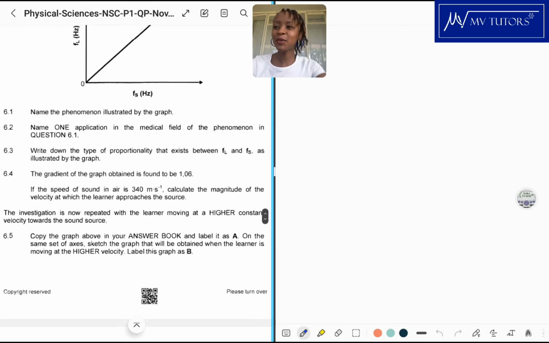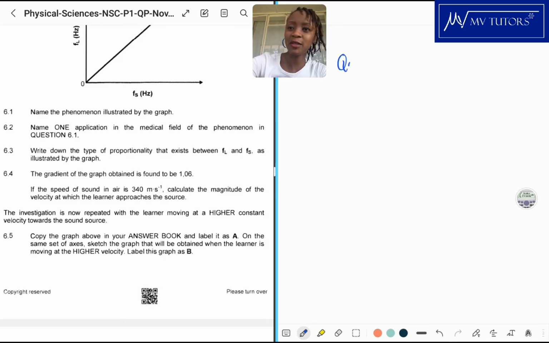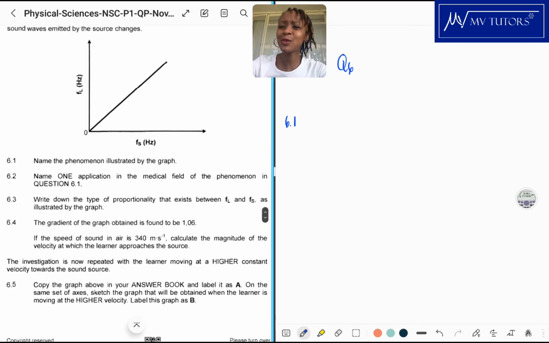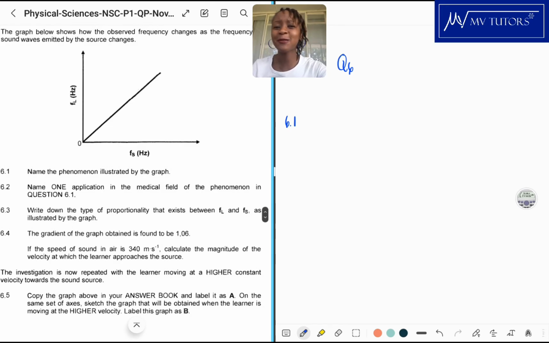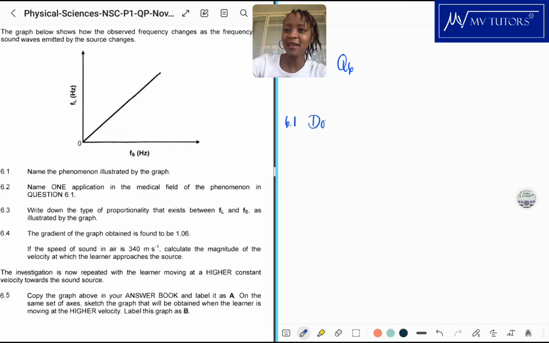For question 6.1: name the phenomenon illustrated by the graph. As soon as we talk about the frequency of the source and the frequency of the listener, we know that we are dealing with the Doppler effect. I hope that you see that and know that. And if you didn't, in most cases, question 6 deals with the Doppler effect.